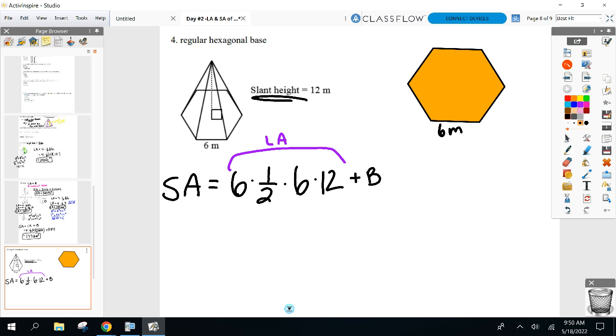Remember what we did? We cut it up into 6 triangles. So we're finding big B right now. 6 triangles, 1/2. What's the base of one of those 6 triangles up here? 6. Everyone with me? Hey, good. 6 is the base. Now I need your help finding what the height is.